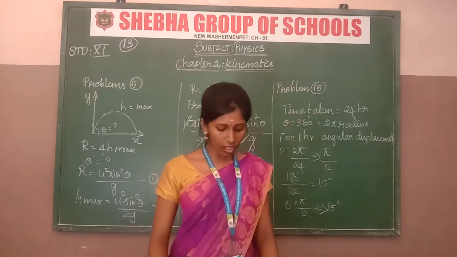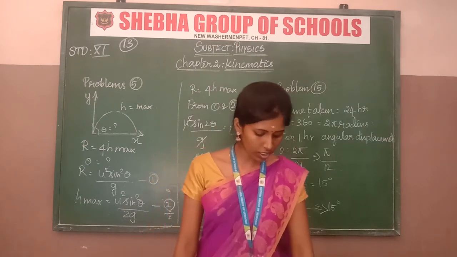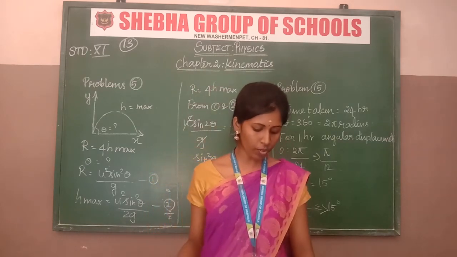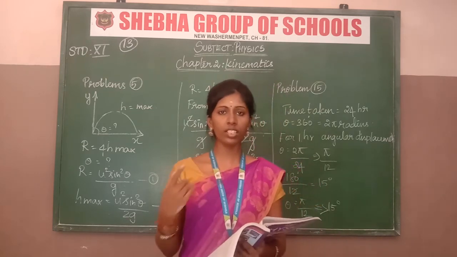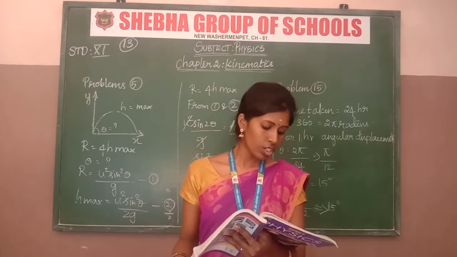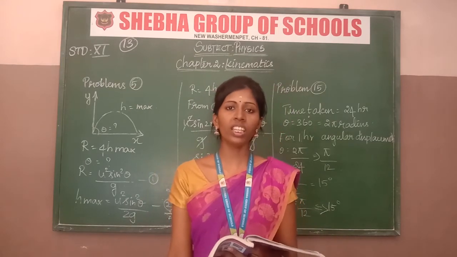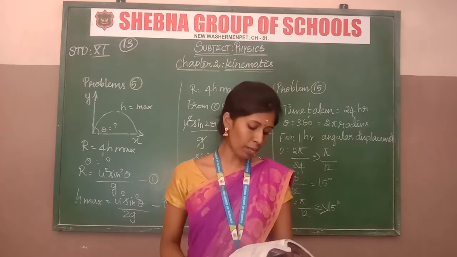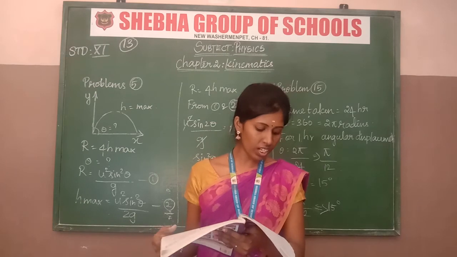Here this problem is about the earth. It revolves through one revolution in 24 hours. The earth revolves around its position once in 24 hours. So, what is the angular displacement made by the earth in 1 hour? Express your answer in both radians and degrees.